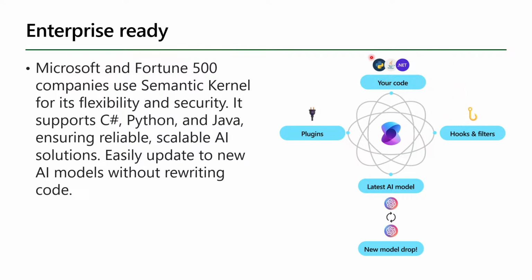So this is your enterprise code. Let's say you have a customer service application and you want to improve this application with AI services. Instead of rebuilding it, you can use the Semantic Kernel to easily integrate with any AI services and with plugins that you can develop. I'm going to talk about them later also.